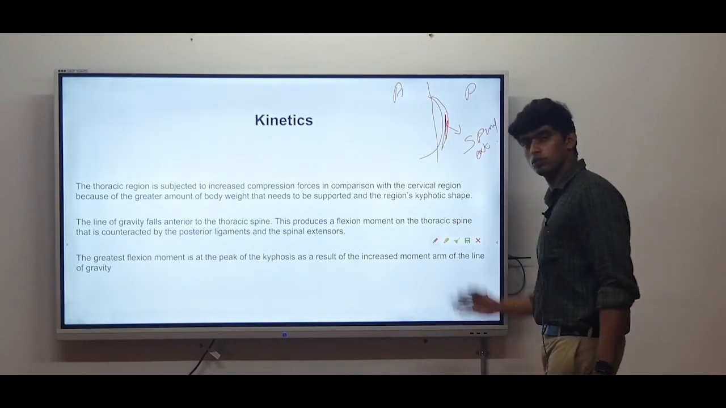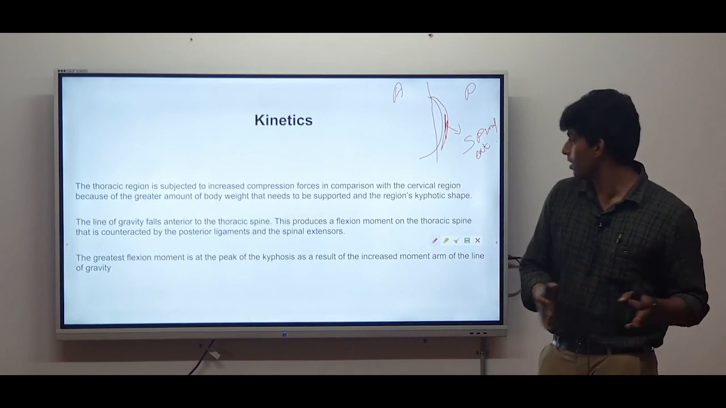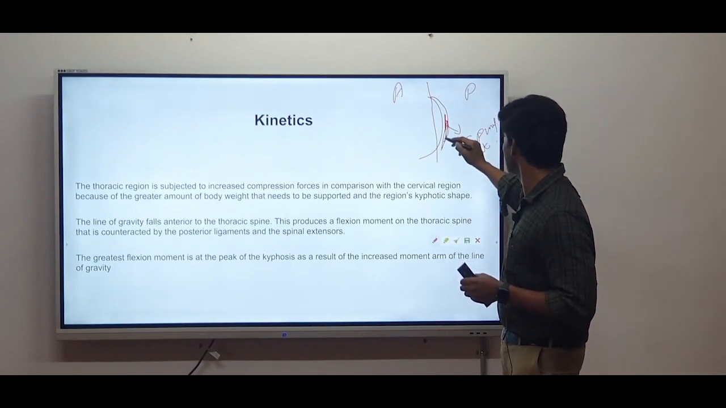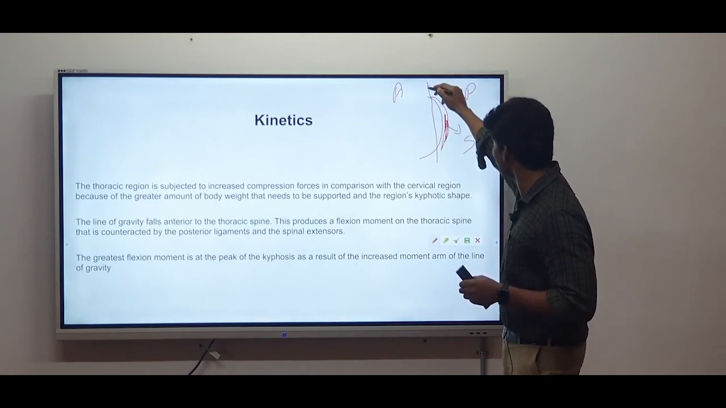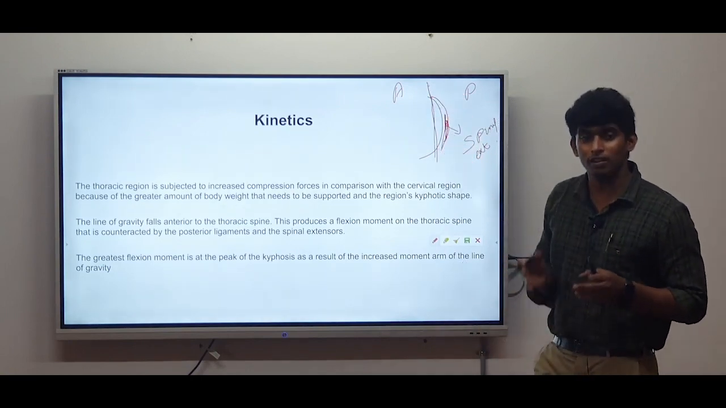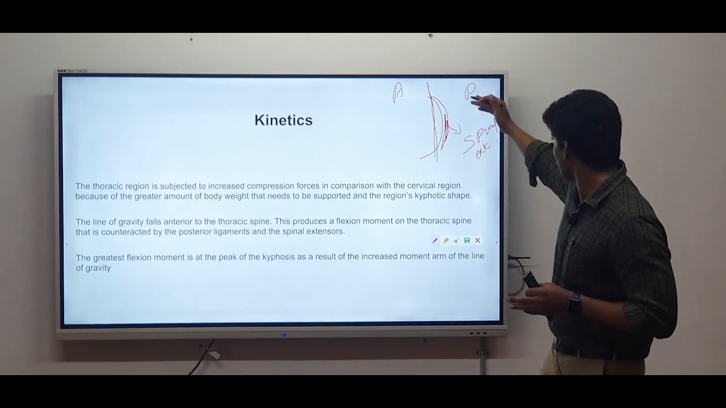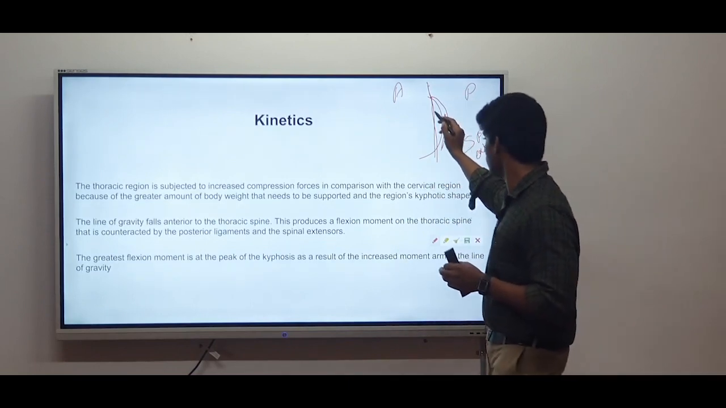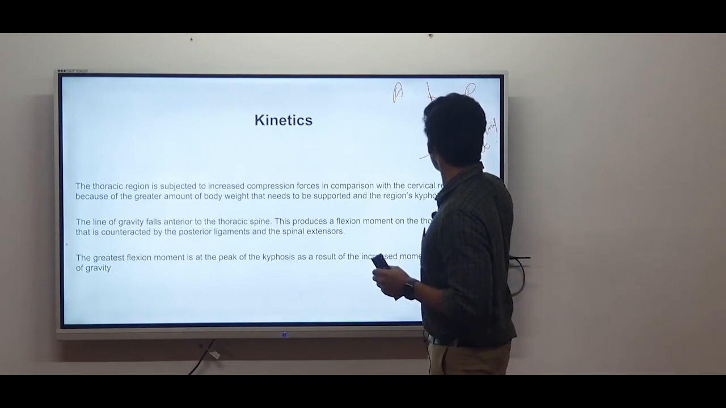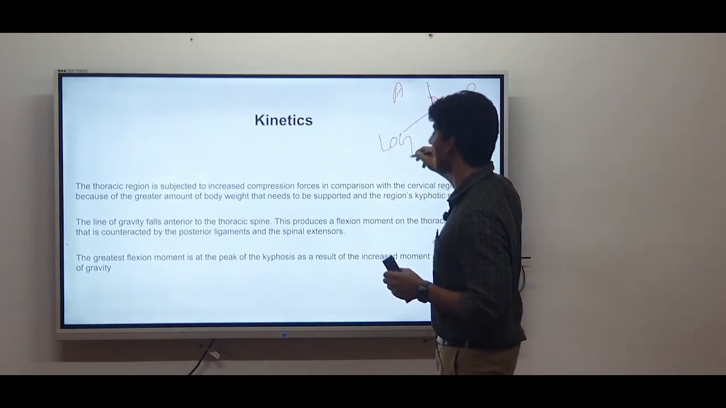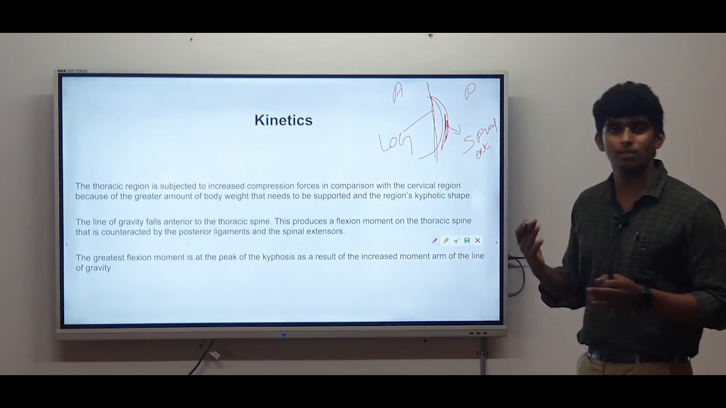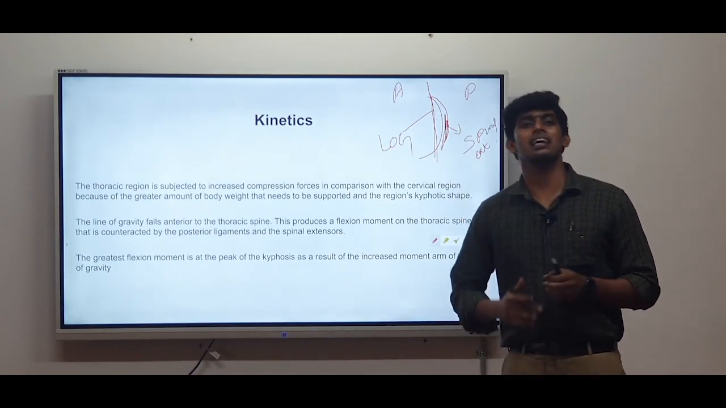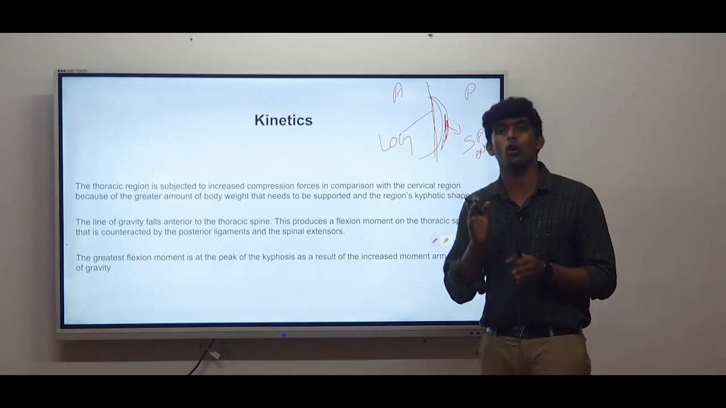the spinal extensors and the posterior ligaments, have to contract for the opposite action to that produced by the line of gravity. As our body is in a kyphotic shape, the line of gravity will be falling anterior to our body. So the posterior structures like the posterior ligaments and the spinal extensors have to counteract in order to compensate the movement.